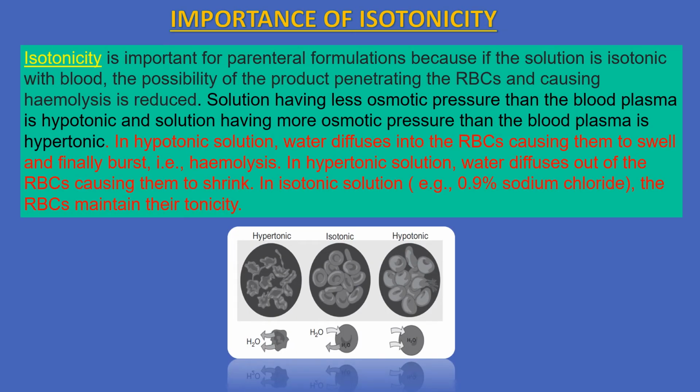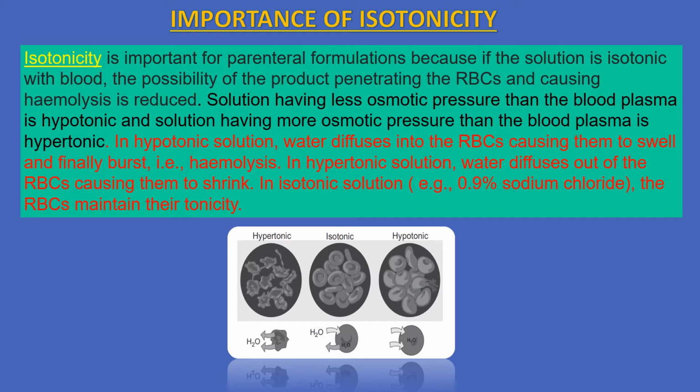Now, importance of isotonicity. Isotonicity is important for parenteral formulation because if the solution is isotonic with blood, the possibility of the product penetrating the RBCs and causing hemolysis is reduced. A solution having less osmotic pressure than the blood plasma is hypotonic, and a solution having more osmotic pressure than the blood plasma is hypertonic.